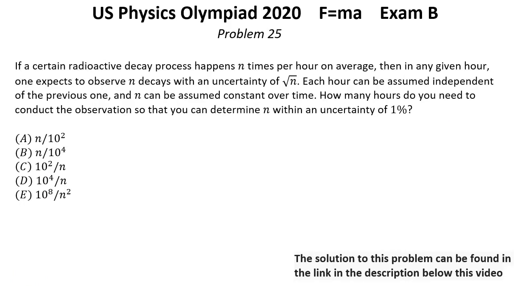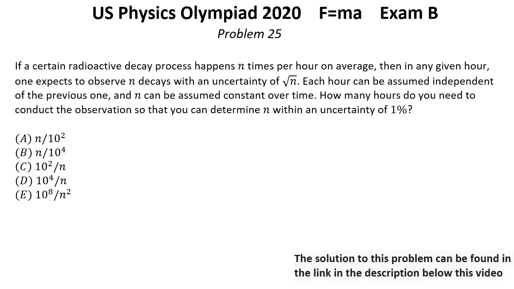Problem number 25. If a certain radioactive decay process happens n times per hour on average, then in any given hour, one expects to observe n decays with an uncertainty of square root of n. Each hour can be assumed independent of the previous one, and n can be assumed constant over time. How many hours do you need to conduct the observation so that you can determine n within an uncertainty of 1%? Solution for problem number 25.